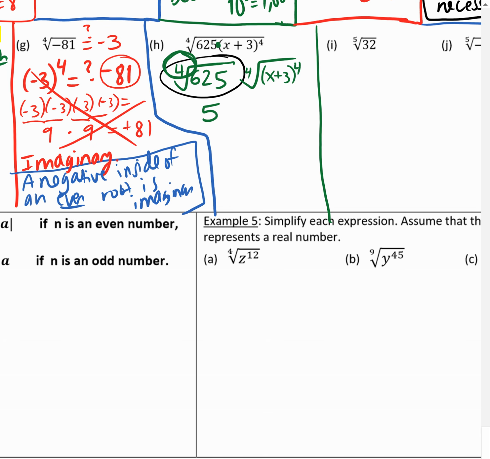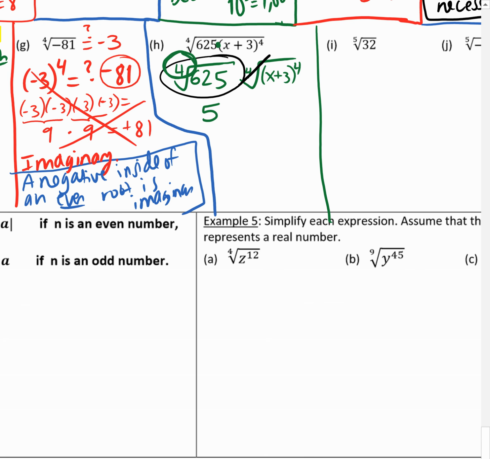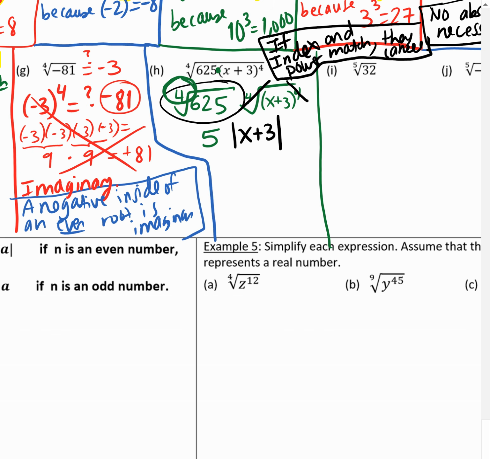So the root on the left just becomes a 5. The root on the right, I want to cancel the fourth root and the fourth power. As long as the index and the power match, they cancel. I think we've seen that, but it's worth pointing out. If index and power match, they cancel. But there are some times where you have to worry about there being an absolute value or not. And this one, since it's an even power, or an even index, I do have to write an absolute value.